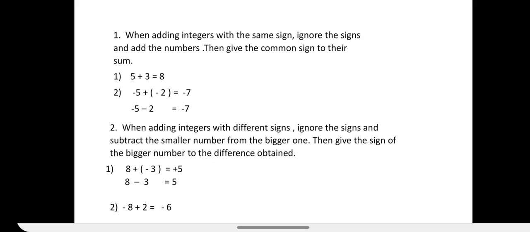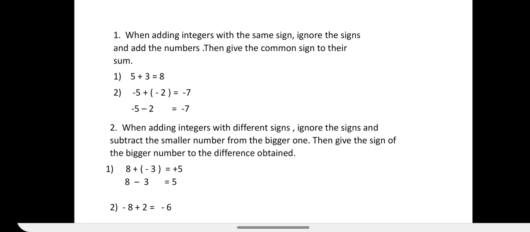Point number 1 to remember: when adding integers with the same sign, ignore the sign and add the numbers. They give the common sign to their sum. First example is 5 plus 3, both are positive, same sign, so it is just 8.